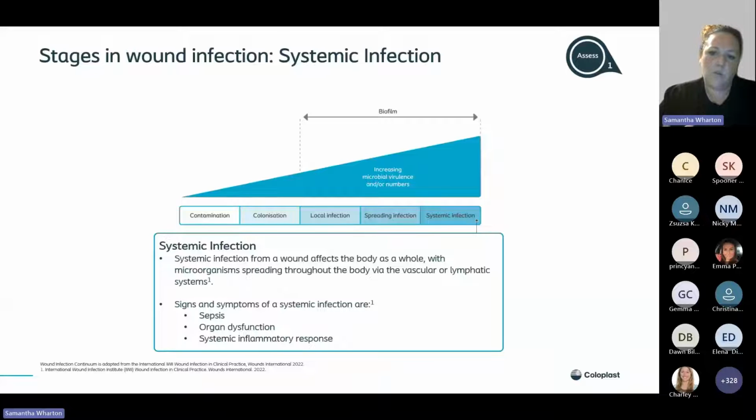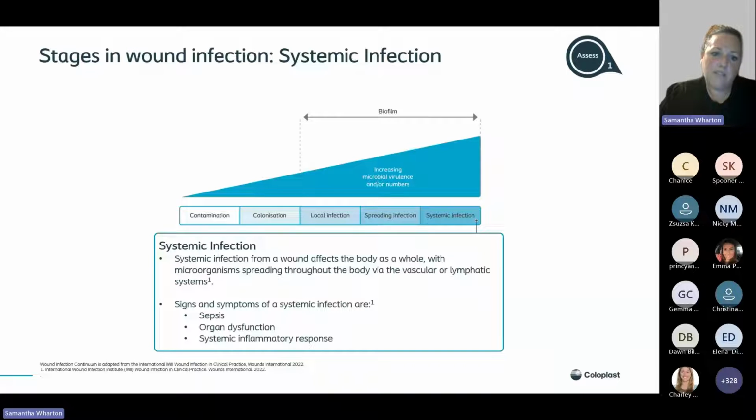So we really don't want anyone to be moving into spreading or systemic infection. We'd like them all to sit at contamination or colonization. Prevention is always better than cure. So if we can be really vigilant and stop that progression along, then we're not putting that patient at really high risk of serious complications from infection.